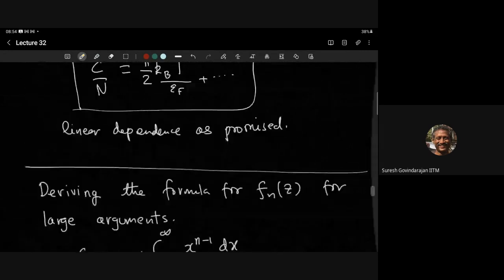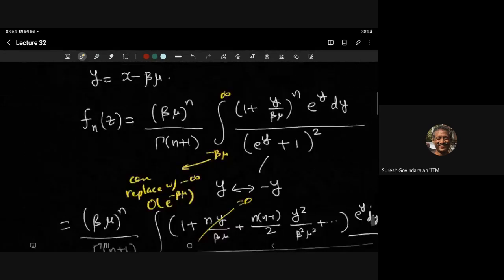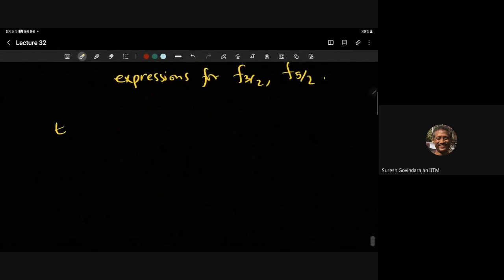So I'll conclude with an exercise: compute the t cubed term.